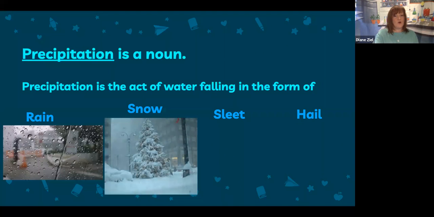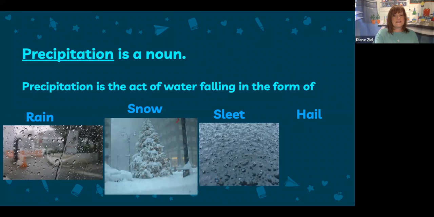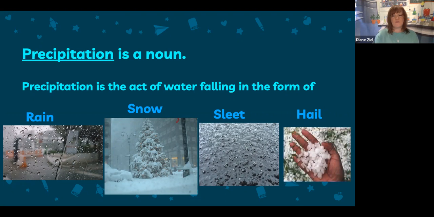Snow, which is a much colder precipitation. Sleet, which is freezing or frozen rain falling. And hail, which forms these tiny ice balls. These are all examples of different types of precipitation.